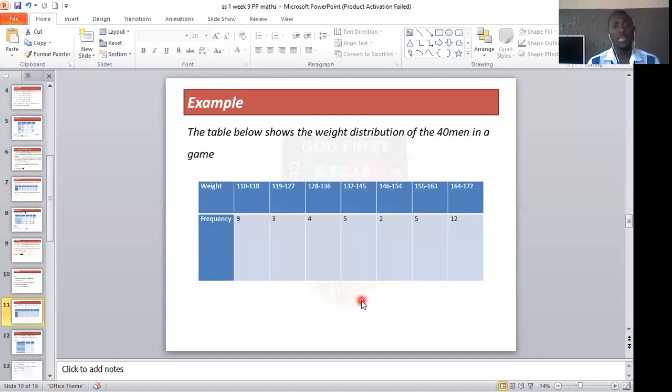Look at this example. The table below shows the weight distribution of 40 men in a game. For 40 men, that is the total frequency, so N is 40. Now, what is the median class? We are asked to calculate the median. The median class falls within the range where the frequency reaches 20, that is 40 divided by 2 gives you 20. So you get your median class from there. You are able to get your L1, which is the lower class boundary of the median class, and the frequency of the median class, to insert in the formula. So let me take you through the solution.